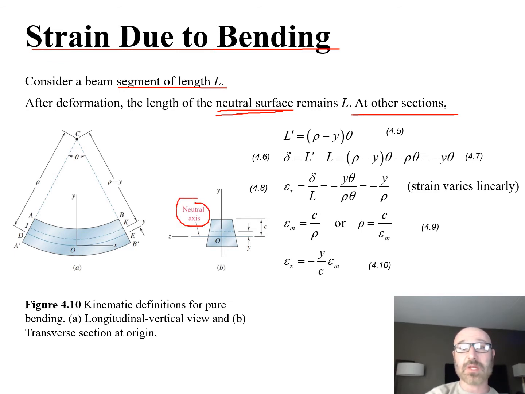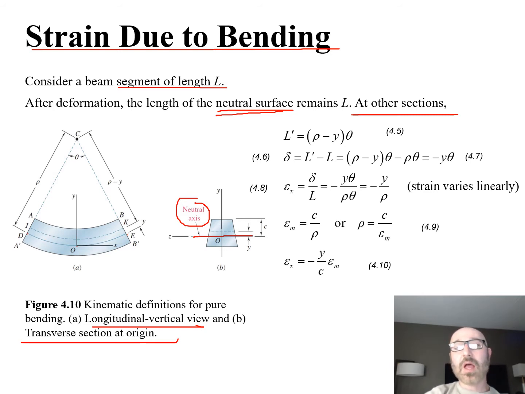Looking at part B, our transverse section, there's our origin, and we can see our neutral axis coming straight across. Now if we go over to part A, where we're looking at the longitudinal vertical view, you can see from D to E coming across the origin that curved line, which I'm going to trace. That is our neutral axis.